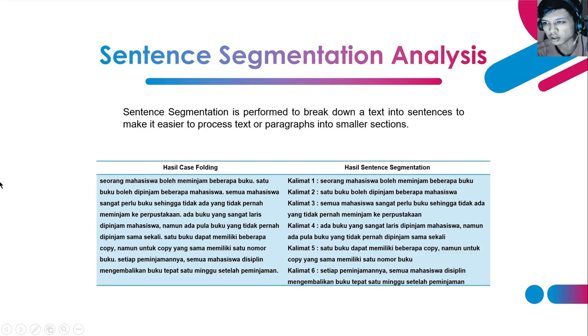Next is sentence segmentation analysis. Sentence segmentation is performed to break down the text or paragraph into smaller sections in order to make it easier to process. You can see on the table that the result of case folding is one paragraph, and the result of sentence segmentation is divided into sentence 1, sentence 2, sentence 3, sentence 4, 5, and 6.